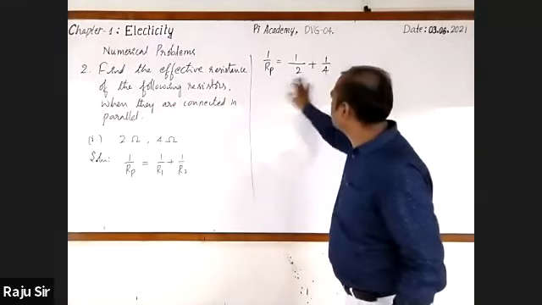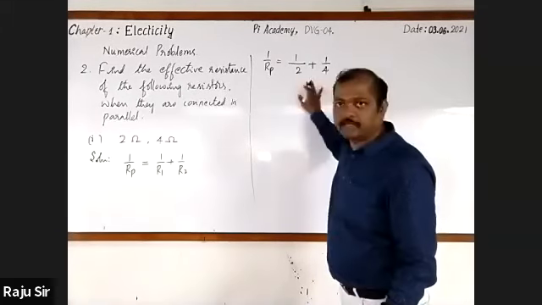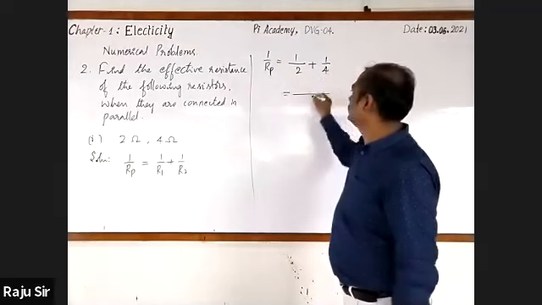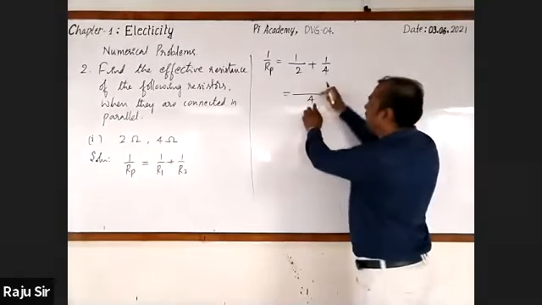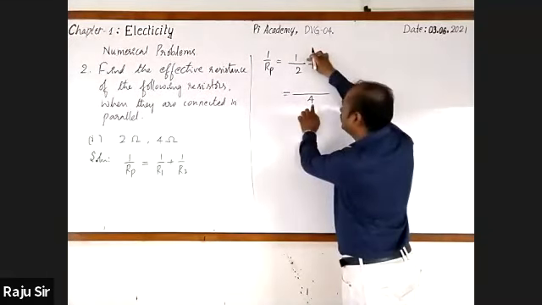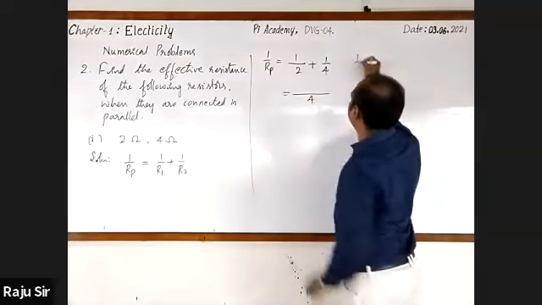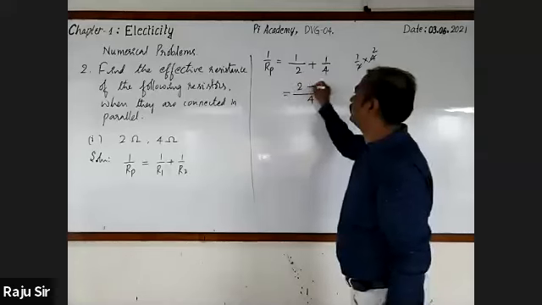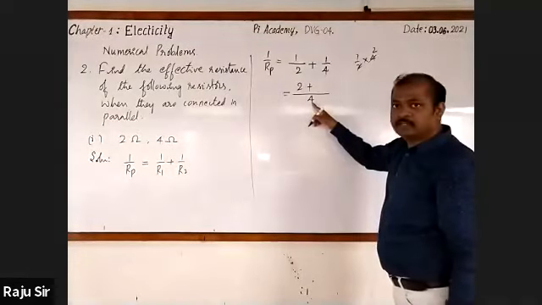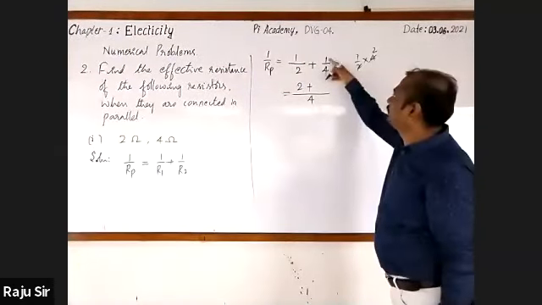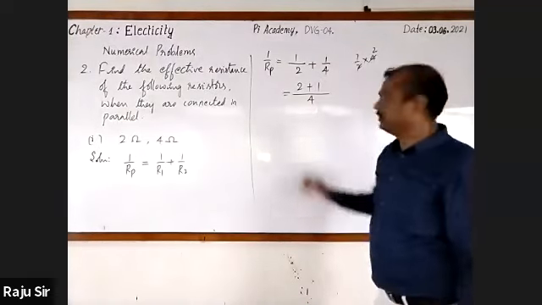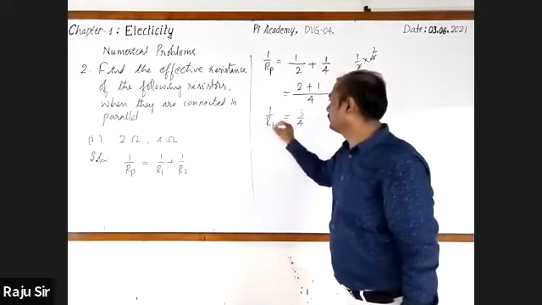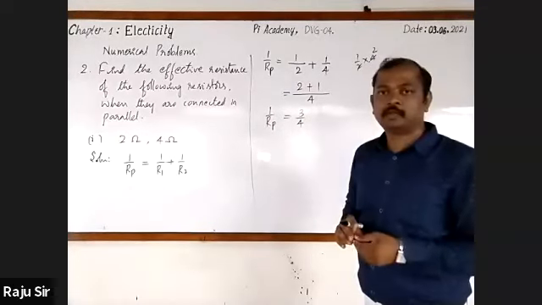Observe here, let's go for simplifying the RHS part by taking LCM. LCM will be 4. Multiply 4 with the first term. You will get 1 by 2 into 4. 2 ones are 2, 2 twos are 4, 2 ones are 2. Multiply LCM with the second term. 4 and 4 get cancelled. You will get 1. It is 3 by 4. 1 by Rp is equal to 3 by 4.